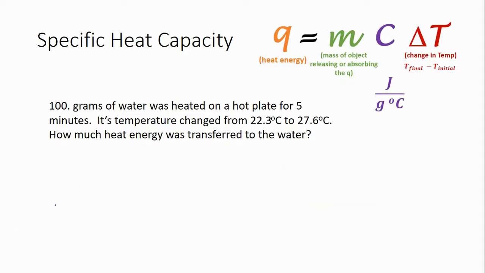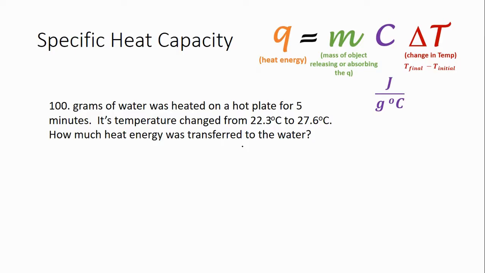So let's take a look at two quick examples to show you how to apply this equation. The first one should sound pretty familiar. What if you heated 100 grams of water on a hot plate for 5 minutes, and its temperature changed from 22.3 up to 27.6 degrees Celsius? With mc delta T, we could solve for how much heat energy was transferred to the water in this scenario.